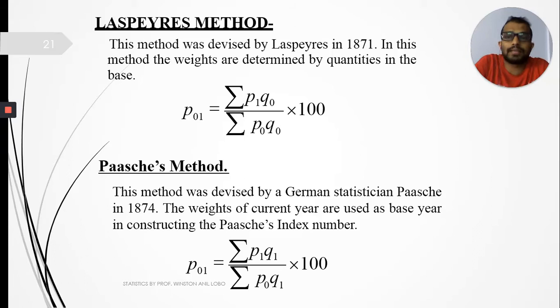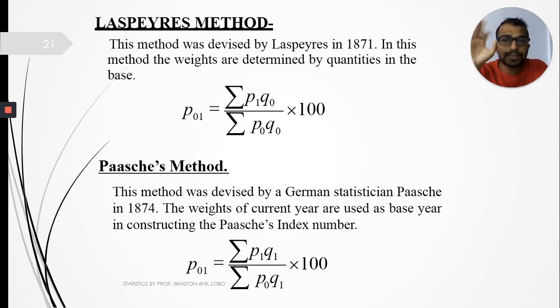Firstly, the Laspeyres method, devised by Laspeyres in 1871. In this method, the weights are determined by the quantities in the base year. Pay attention. P01, this is the Laspeyres price index number. Students, in this entire chapter, we are going to study two types of index numbers: one is price and one more is quantity index number. So firstly I will tell you price, and then immediately I'll give you the quantity index number formula also. So write it down.